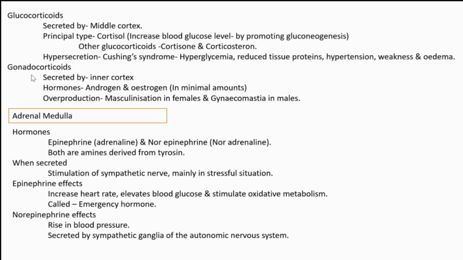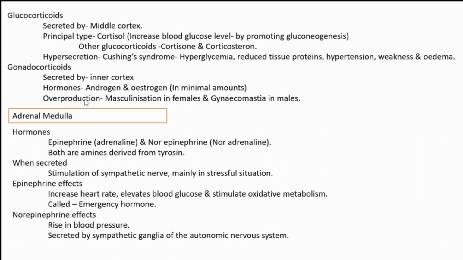Then gonadocorticoids, the last type of hormone secreted by the cortex. Inner cortex means zona reticularis. Zona reticularis secretes these gonadocorticoids. They are all sex hormones. They are called androgens and estrogen. They are produced only in minimal amounts.